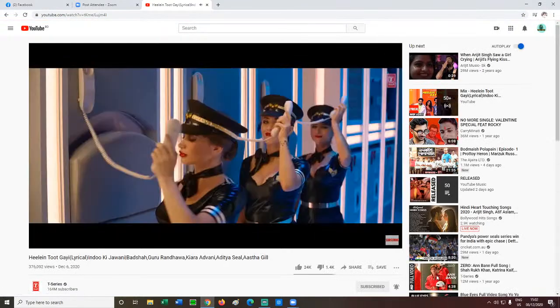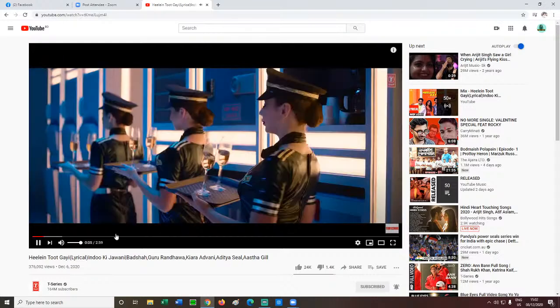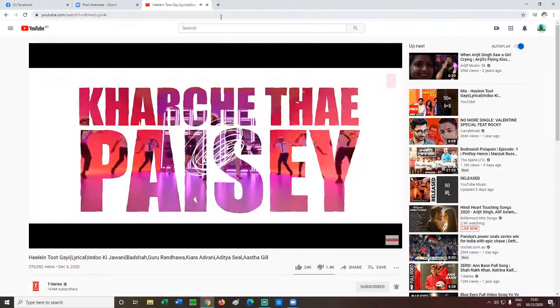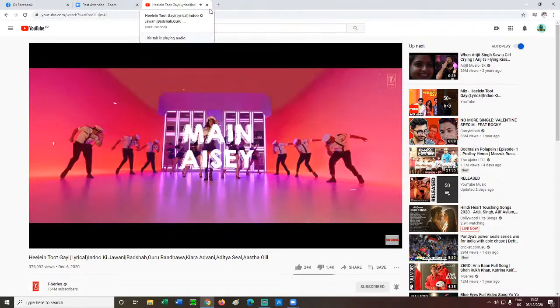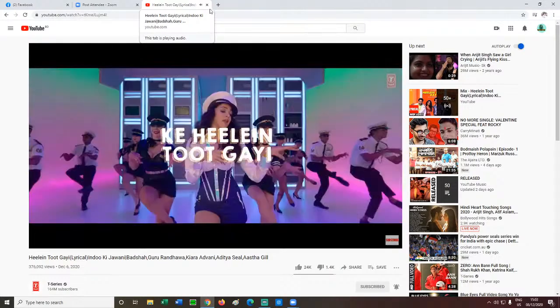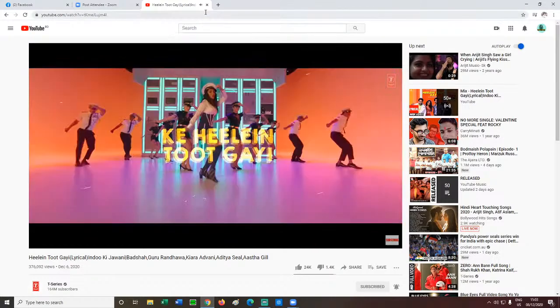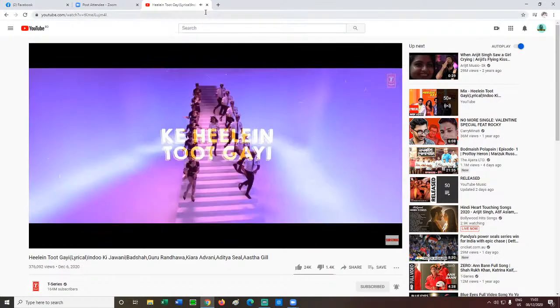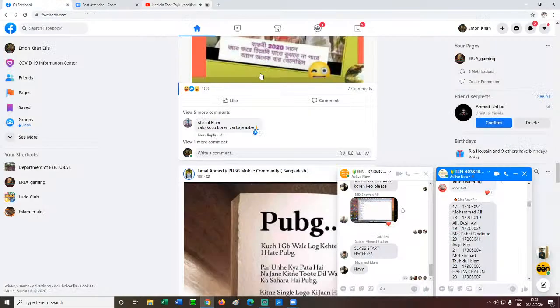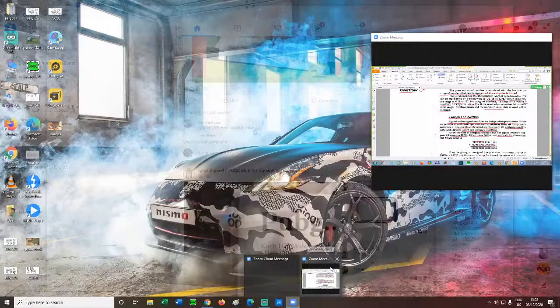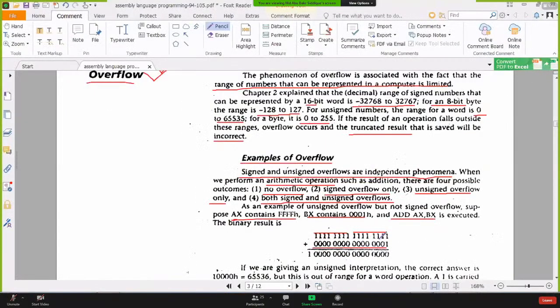The register AX contains 1111 1111 1111 1111, and in register BX we have this number 0001. We have 0001, meaning all 15 zeros, then we have 1, that is in register BX. And we are performing this command, ADD AX, BX. The binary result is 1111 plus 0001.